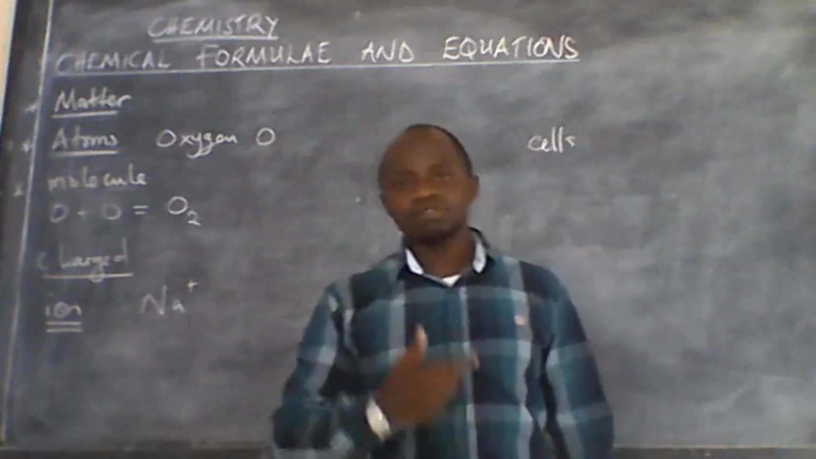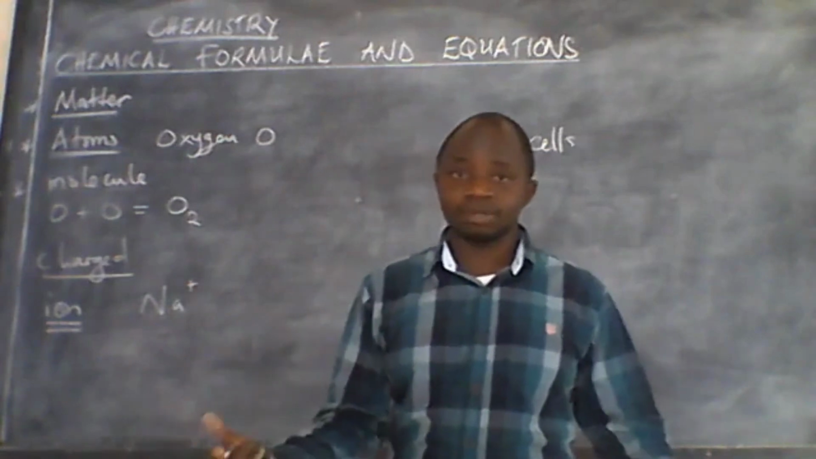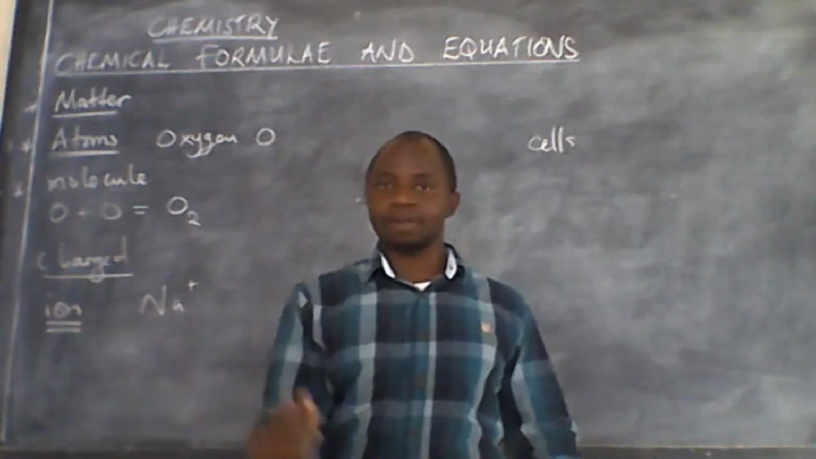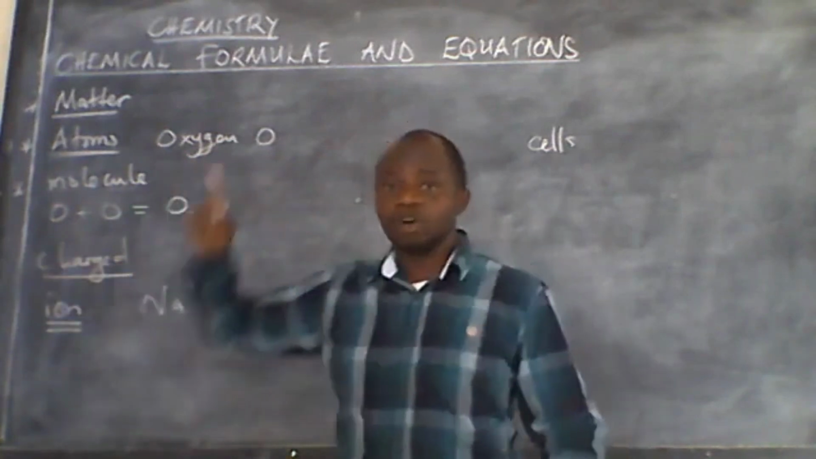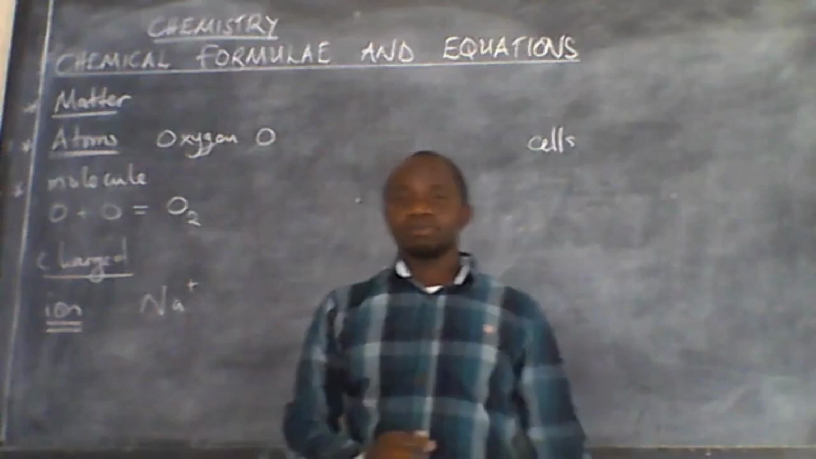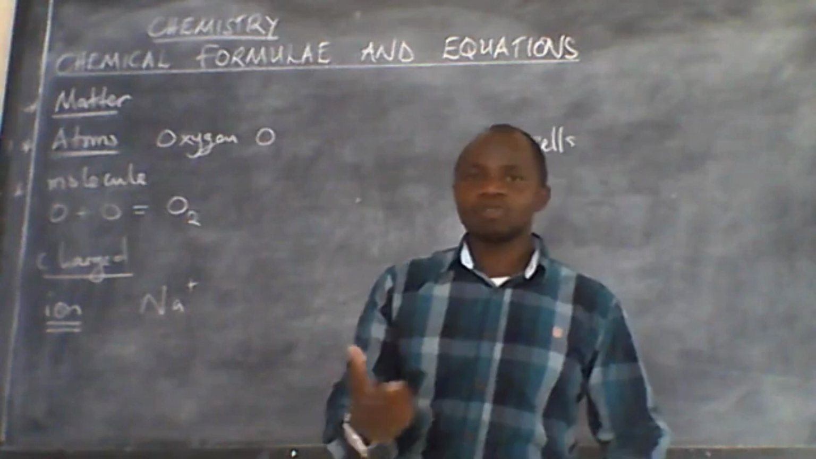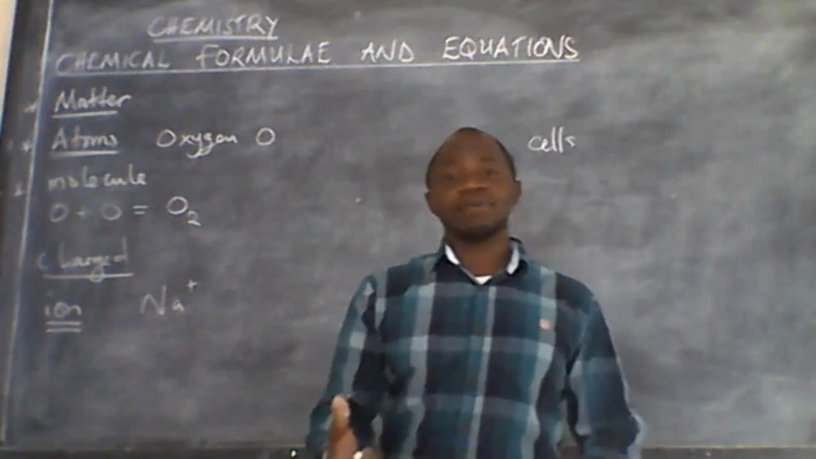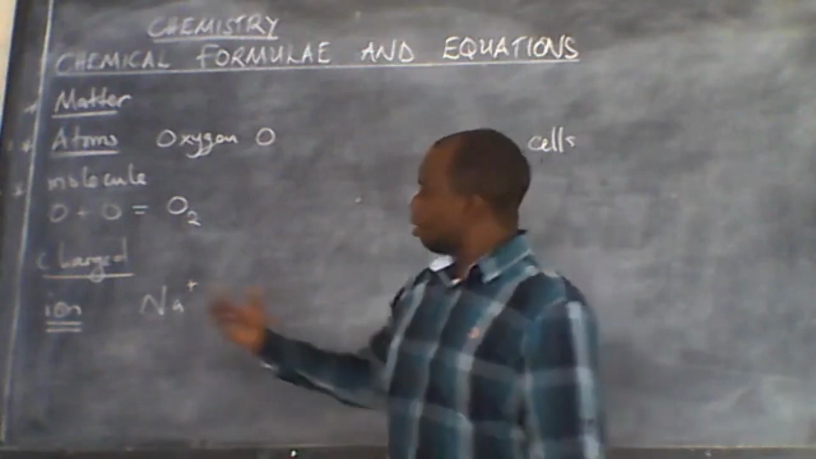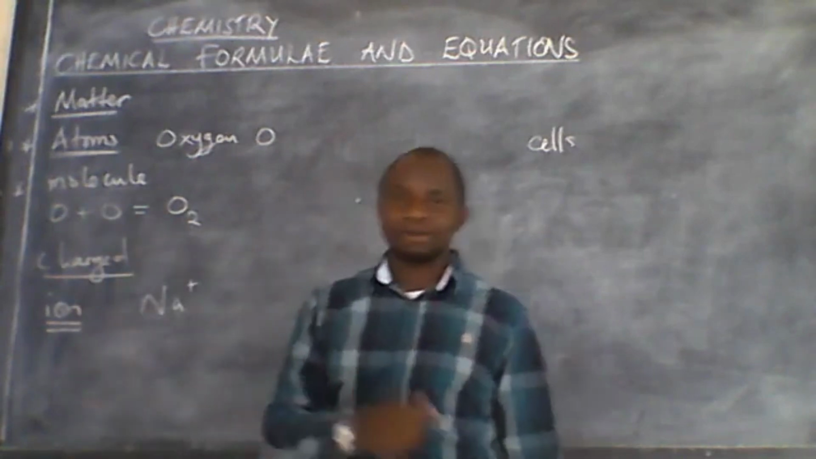And the reason for charging is all about bonding. We want to bond to make compounds, which we'll look at later on, where equations and formulae will be covered. When we bond, one must be positive and the other must be negative for us to come up with a compound. So a charged atom is called an ion.